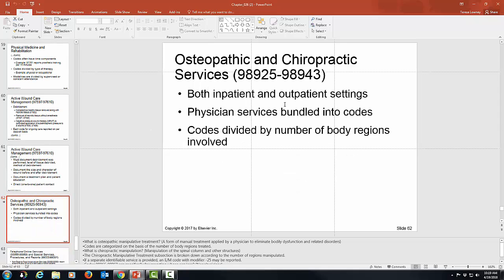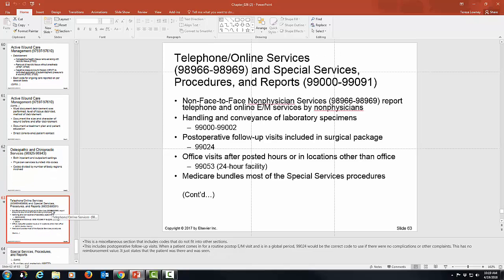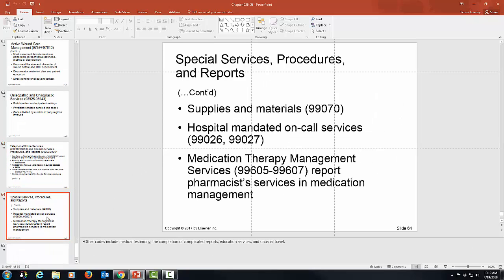Osteopathic and chiropractic services are in this section, both in and outpatient, and physician services are bundled into these codes. The codes are divided on the number of body systems affected. Then here we have our telephone and online services. We've kind of talked about that before, where we have non-face-to-face, non-physician services, handling and conveyances, follow-up post-op, office visits or after-office visits. Medicare bundles most of those special services.